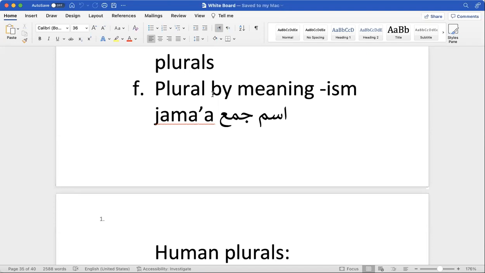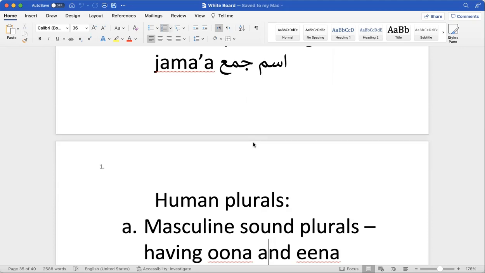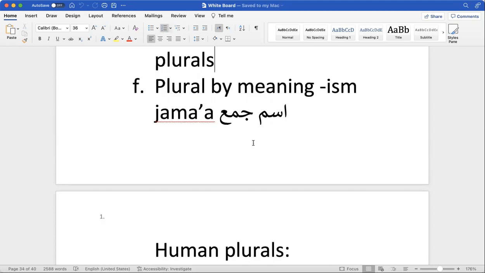So by meaning, if something is more than two in Arabic language, they also consider it as jama. The example I gave you is called ism jama, right? The example I gave you yesterday, for example, if I say qawmun, we generally know this word very well. Qawm means a group of people, right?